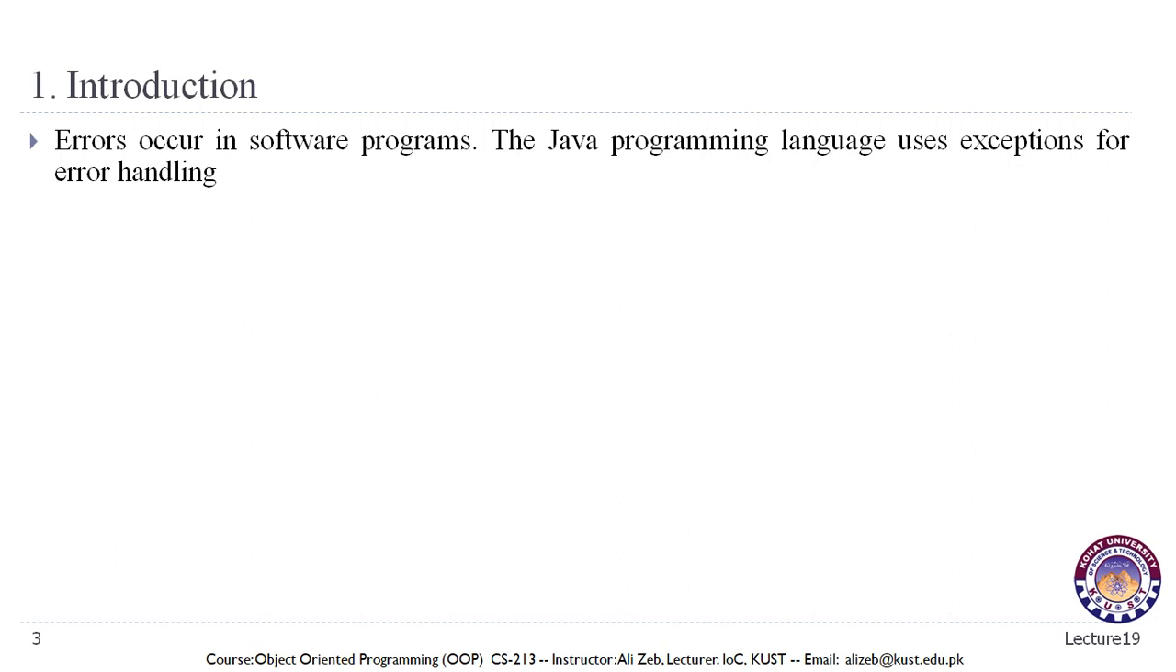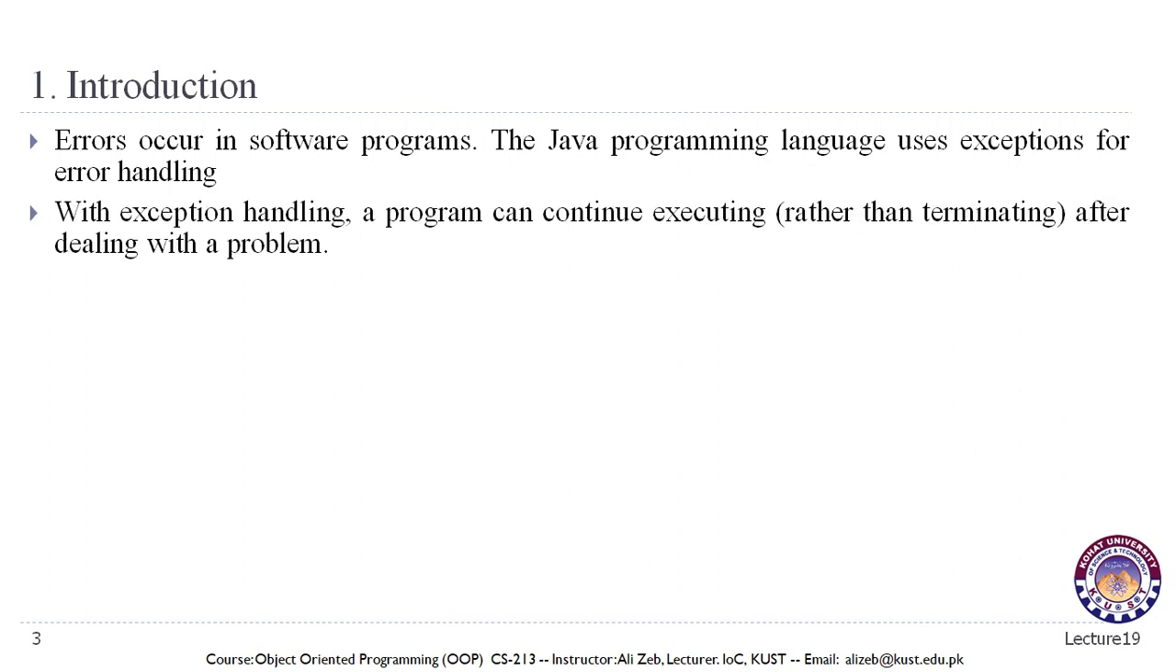Whenever we run a program or when we write programs, there are errors. Errors are bound to occur. Errors occur in software programs. The Java programming language uses exceptions for error handling, and we need to have a way to handle those errors. As a programmer, we are required to handle the errors in such a way that does not disrupt the running of our program or the flow of our program. And that is where we can use exception handling or error handling in Java.